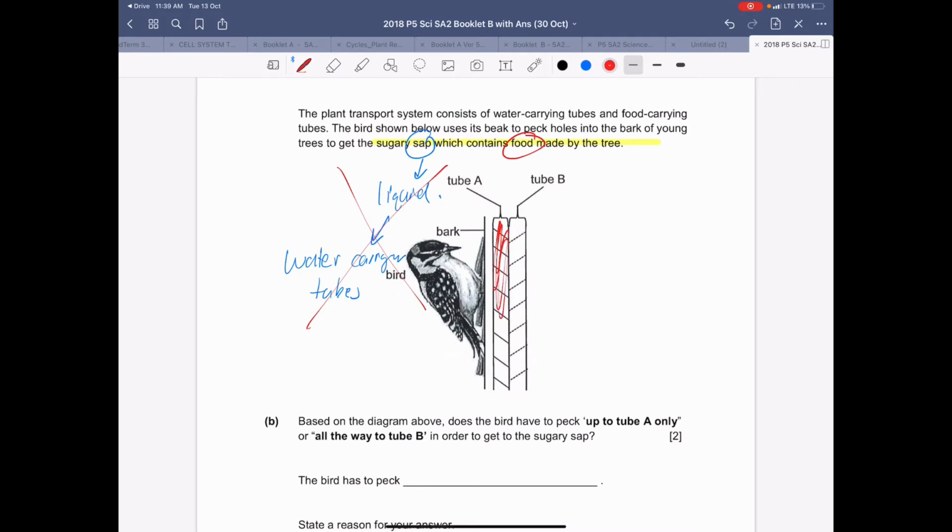Okay, so I'm going to stop here for today and we will continue the next lesson. Alright, let's move on to the next question.